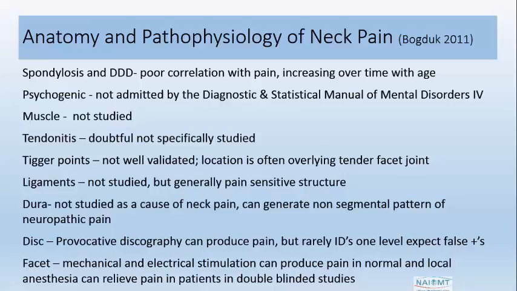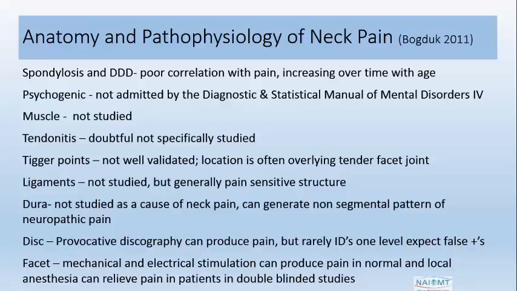Psychogenic causes of neck pain are no longer accepted by the DSM-4 as a valid diagnosis. Muscles have not been studied as potential causes for neck pain. As with tendinitis, it is a dubious diagnosis. Trigger points are also not well validated, often found immediately overlying tender facet joints. The ligaments have not specifically been studied, but they are generally pain sensitive in other places in the body and may be covered under the vague terms of whiplash or soft tissue injury.